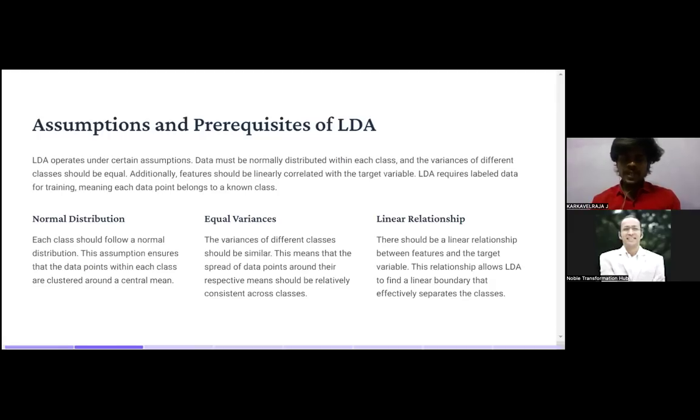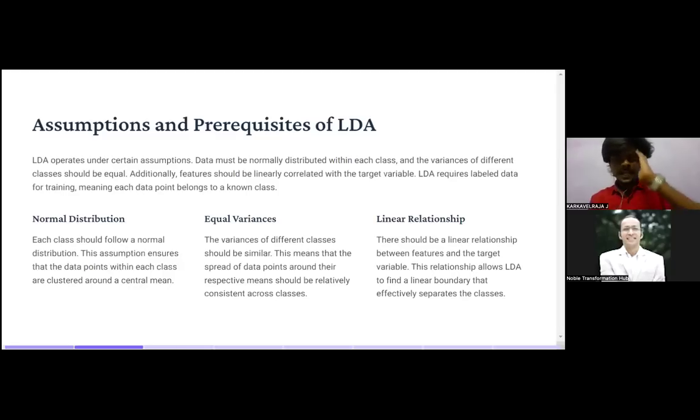Then we have equal variance. The variance of different classes should be similar. This means that the spread of data points around their respective means should be relatively consistent across classes. It can be a mountain, so you should not have a steep curve at the end. This is my mean value, here my mountain ends, but if the data points go beyond it, then it becomes an outlier. It should not be like that. So we should have equal variance.